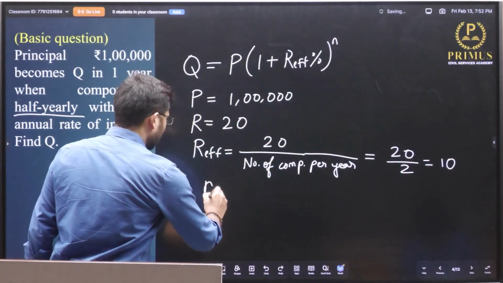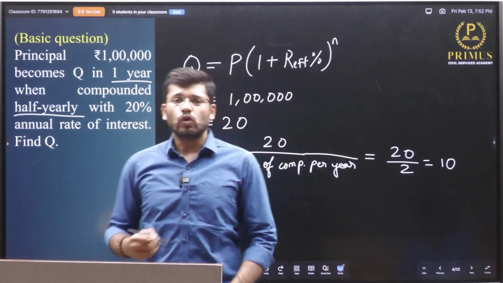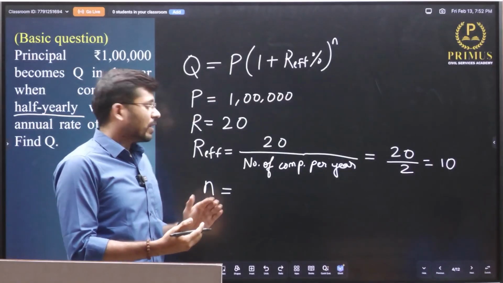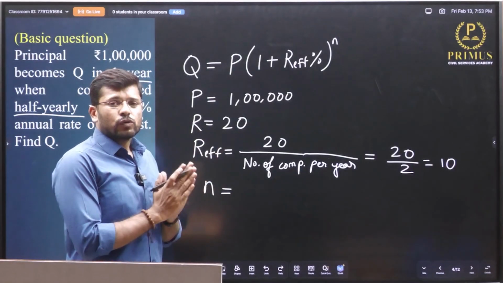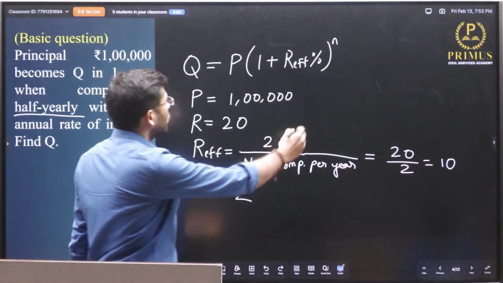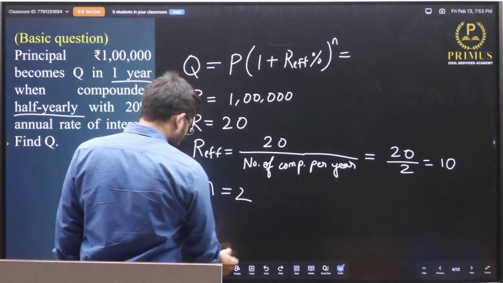And then what is N? Again here, the total time period itself is 1 year. So N is given by the total number of compoundings for the time period. Here that is also 1 year. So for 1 year there will be 2 compoundings. So N is 2.